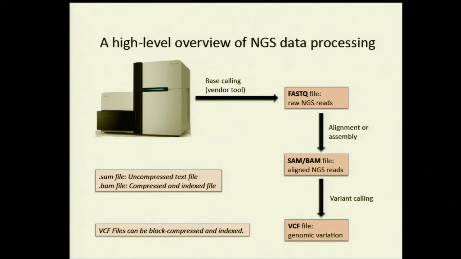Then we have that alignment or assembly step where you take those reads and map them to their places in the genome, and the SAM or BAM format represents those. These are aligned reads to the genome. And finally, after the variant calling step, you have a VCF file. The VCF is the variant call format and represents the mutations, the variants inside your sample data. Okay, so we'll go over each one of these in turn.